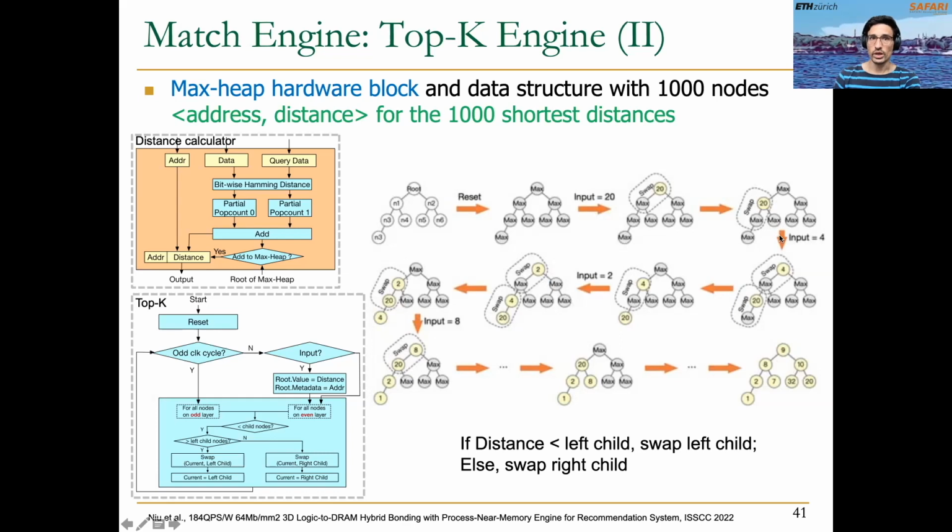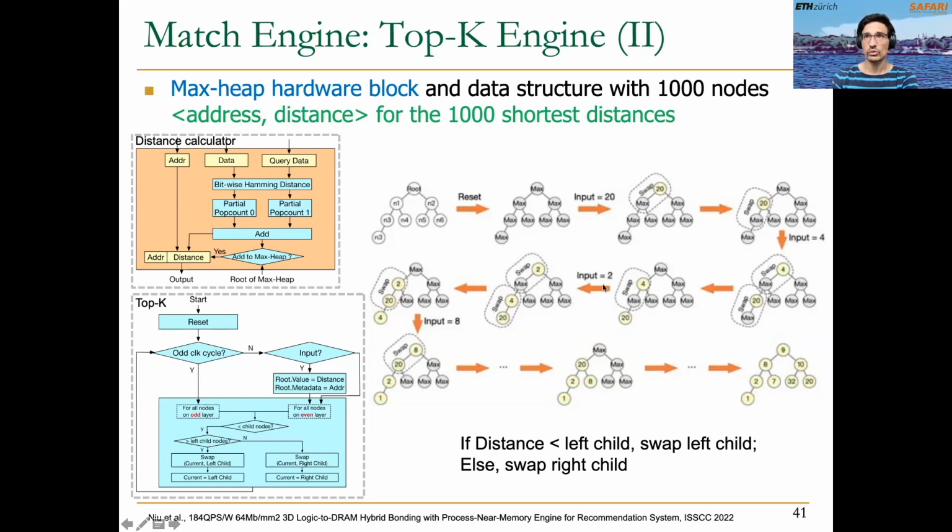Remember that the Top K engine receives a new input every 2 cycles. So now the input is equal to 4. Again, we compare to the root of the max heap, and then we swap as needed. So we perform the comparison here, we swap. At the same time, we can also perform this comparison, 20 compared to this max. So we'll also have to swap, and so on and so forth.